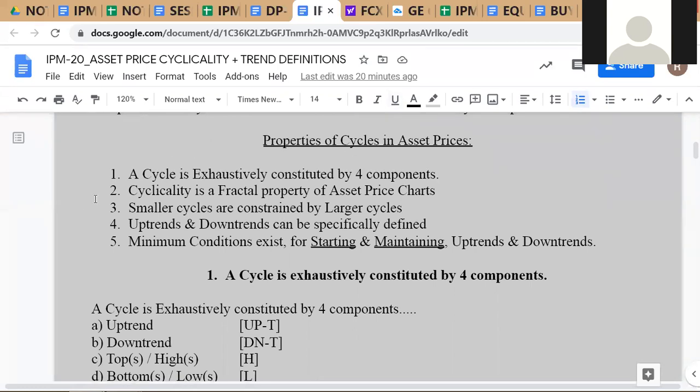Let me explain the second point. Fractal property. What is a fractal property? Let's understand what this is. The first point is basically this, that there are 4 components. This third point is constraint. Now let's try to understand cyclicality. There's some background noise here, just put up with it. The second point: what is a fractal property? Fractal means, I'll just write this note here.